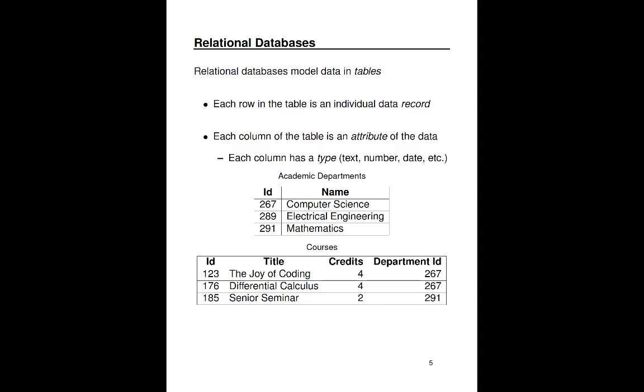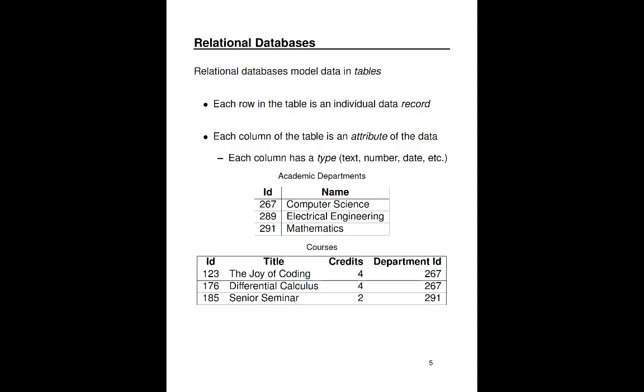But here are some examples of tables that you might see in a relational database that manages a school course registration system. There might be a table called academic departments. This table describes the departments at the university. Every department has an ID in its ID column and its name. And so you see in this example, there are 3 rows, 3 records for the computer science, electrical engineering, and mathematics departments. In the academic departments table, the ID column is a number, an integral number, and then the name column is a string, it's text.